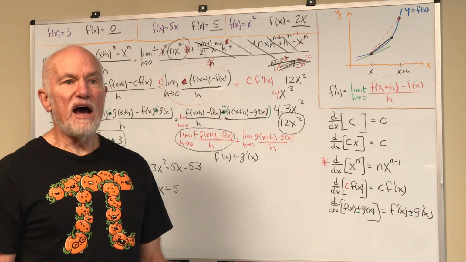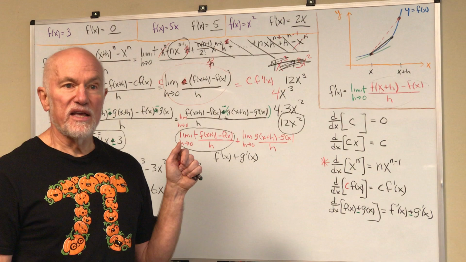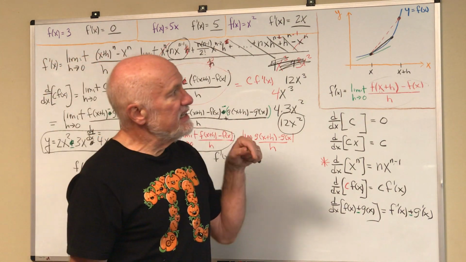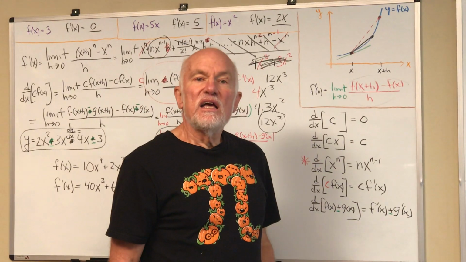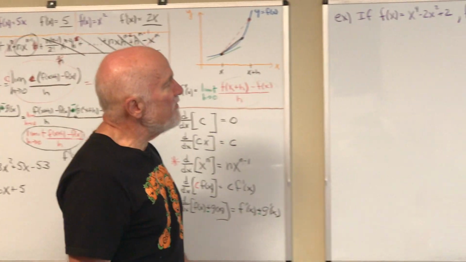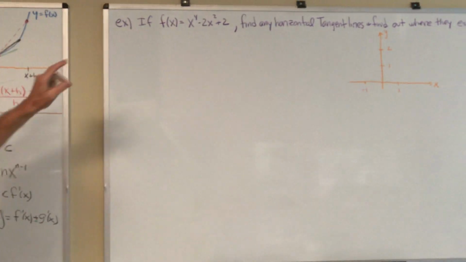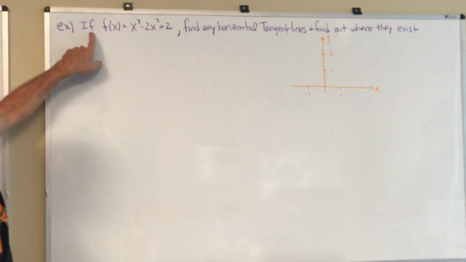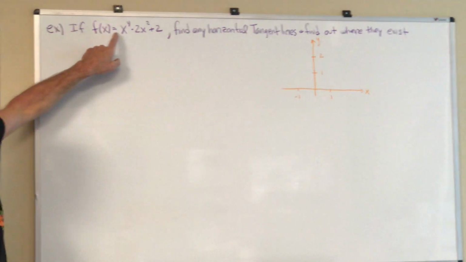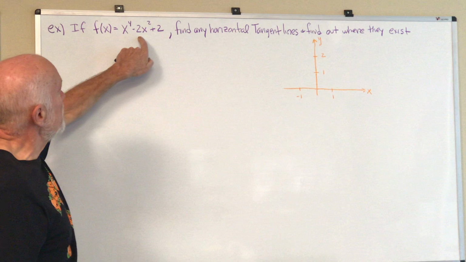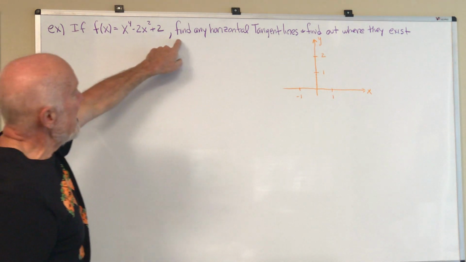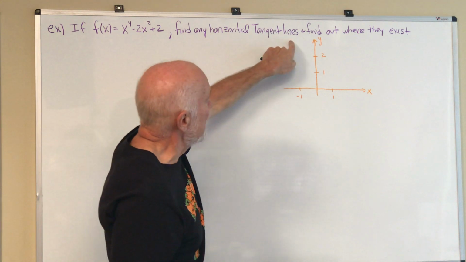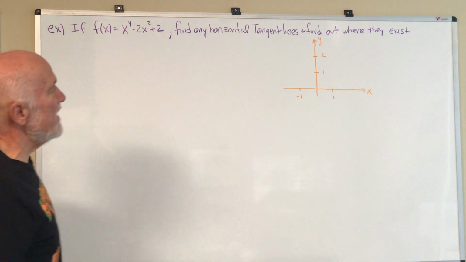So now we can go over to the other board and actually look at an example where we can solve something. If f of x is equal to x to the fourth minus 2x squared plus 2, this polynomial, find any horizontal tangent lines and find out where they exist.